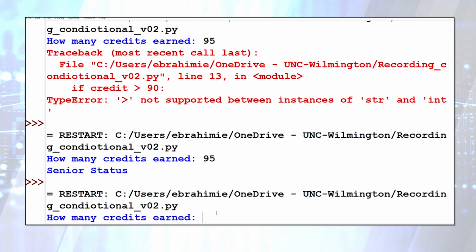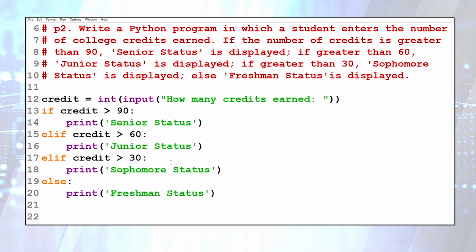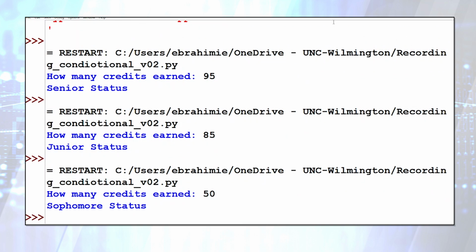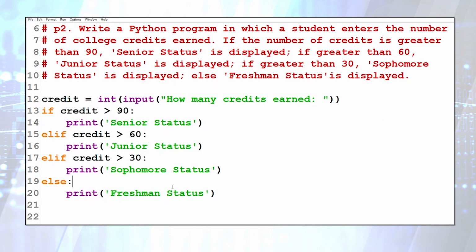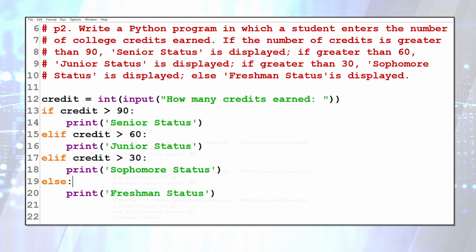So let's run this one, and we are going to test it with different numbers. So it's still junior status. The reason is 85 is between 90 and 60. So the credit is not greater than 90, so the student doesn't have the senior standing, but the credit earned is greater than 60. So it's going to give us a junior status. If you have something between 30 and 60, like 50, it's going to give us sophomore standing, and then anything below 30, like 20, is going to give us freshman.